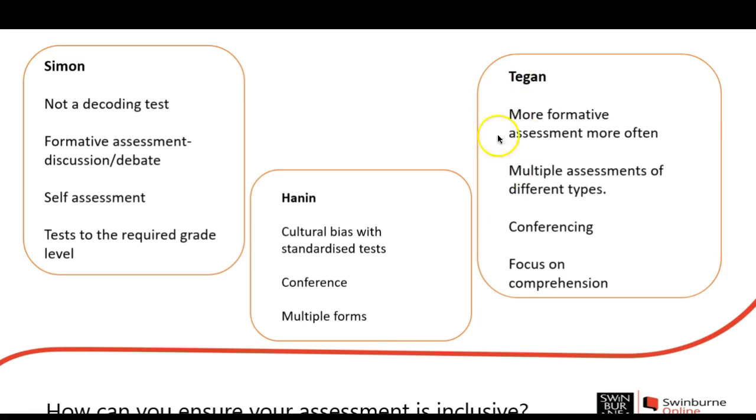With Tegan, you're probably looking for a bit more formative assessment as well. I'm not sure Tegan would be a big fan of some of the more standardized testing, and she could perhaps be put off by that. So you might want to suggest some formative assessment that's less threatening to her and would be gathered slowly over time, so you could build up a picture of what Tegan could do. Multiple types of assessment and conferencing again would be a big focus for her, and of course the focus is going to be on comprehension, as we well know. So there could be some ideas.